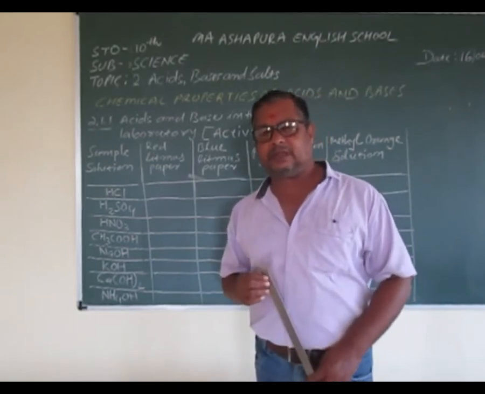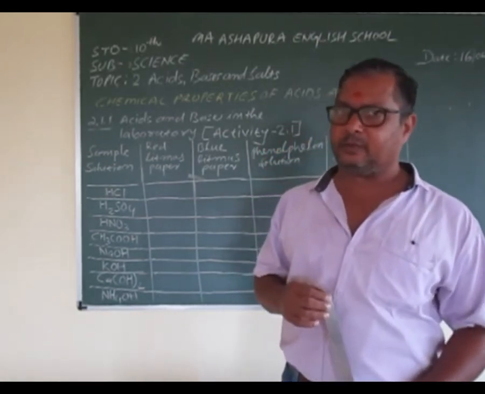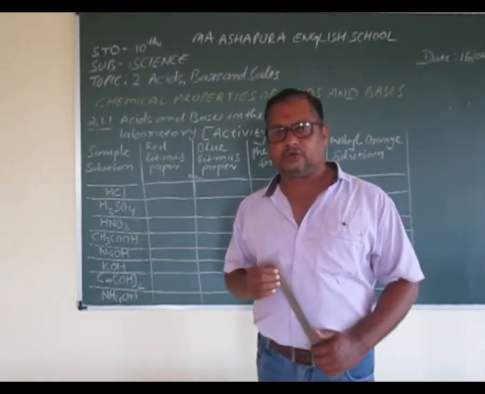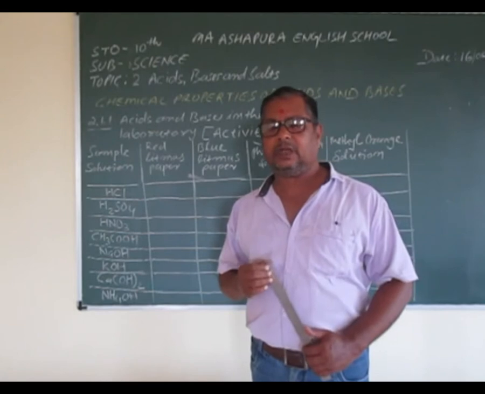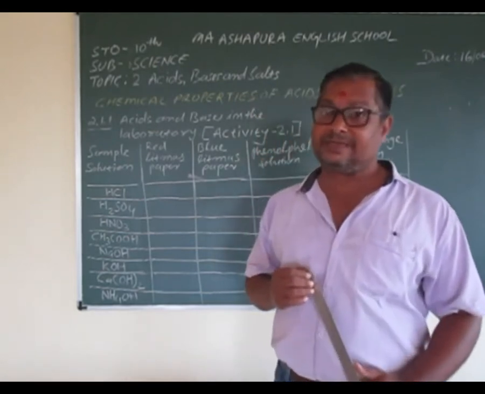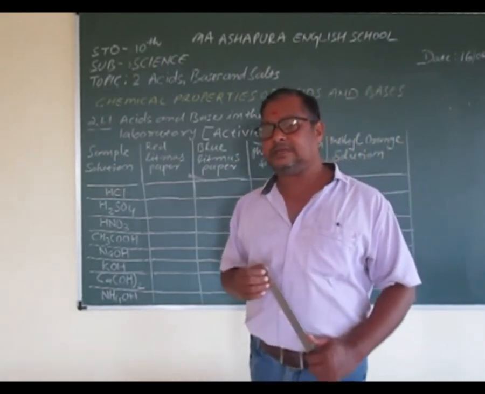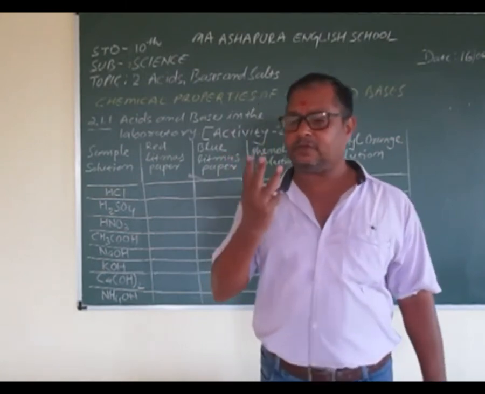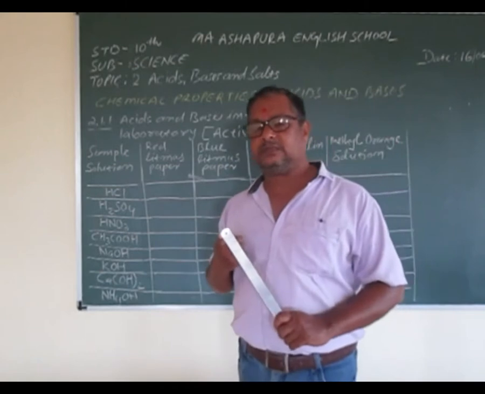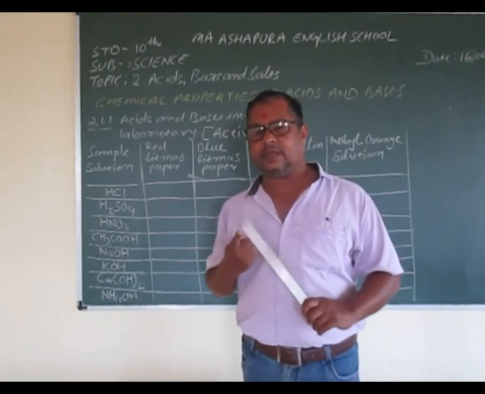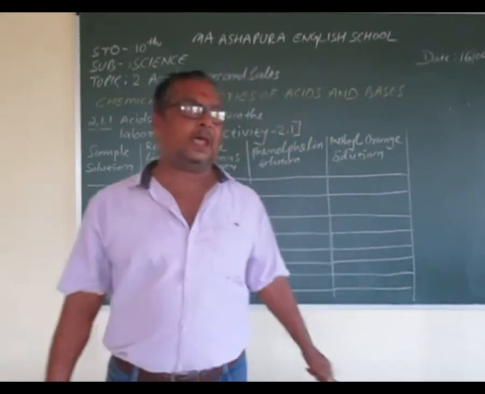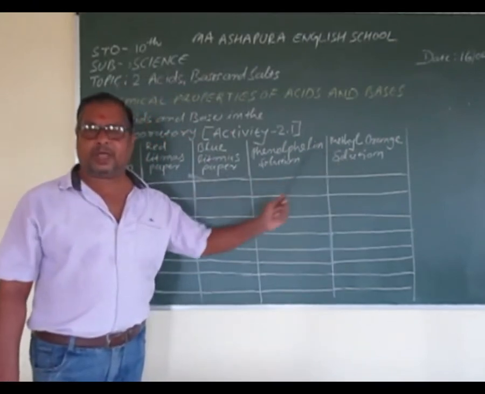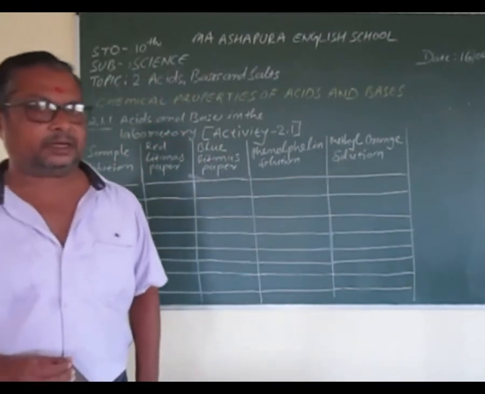Second point is, what is an indicator and types of indicators. We know that a particular solution which changes the color in the presence of acid or base is called an indicator. There are 3 types of indicators. First one, synthetic indicators. For example, phenolphthalein and methyl orange. Phenolphthalein and methyl orange are the synthetic indicators.